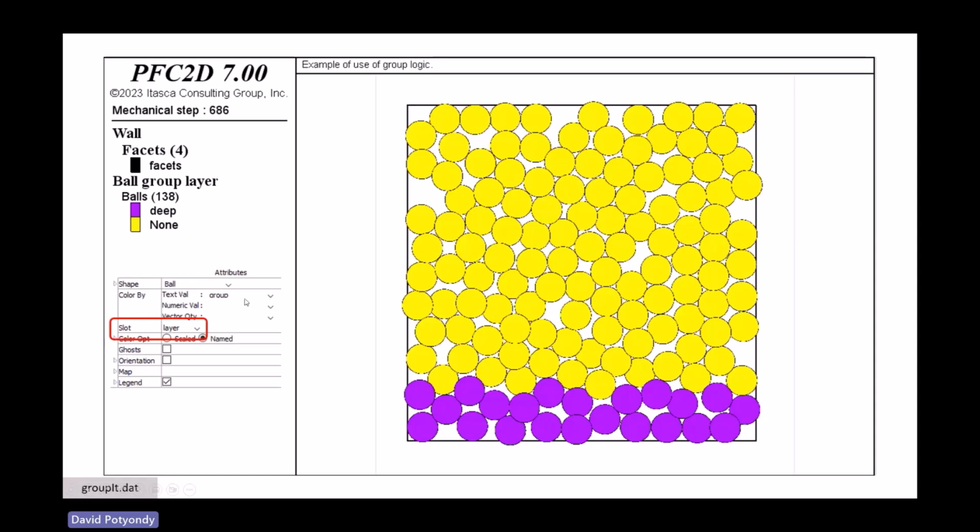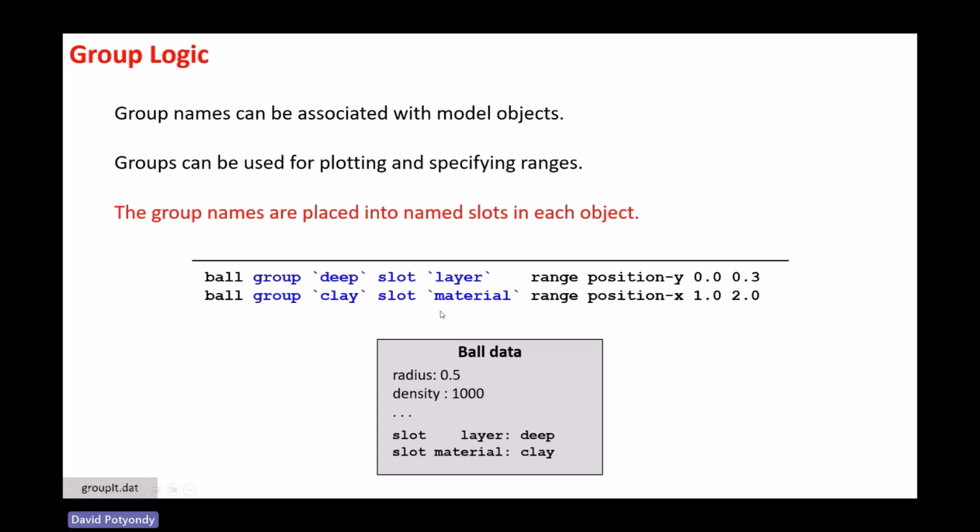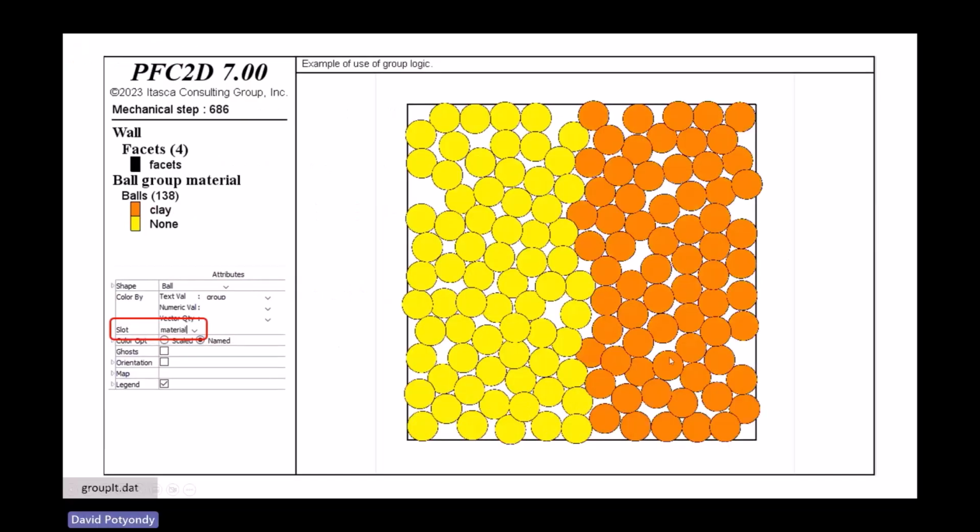I'm doing text value group, but which slot do I want to see? I want to see the slot called layer. And so just for these guys, they actually have a slot called layer, and they have the word deep associated with them. Now the other guys, the second command, put a slot called material in there, and they put the word clay. And so those were these guys. So in the slot material, that's all we're looking at is the slot material. So these guys don't have a slot material, but these guys do.